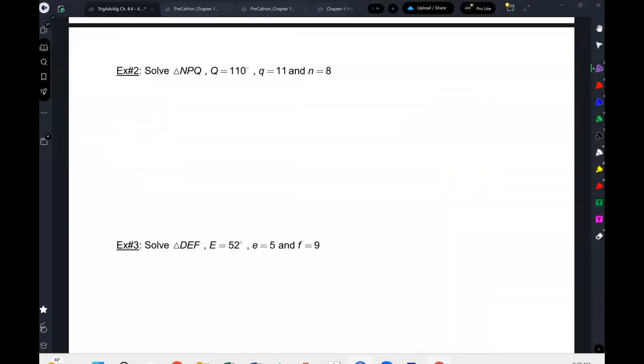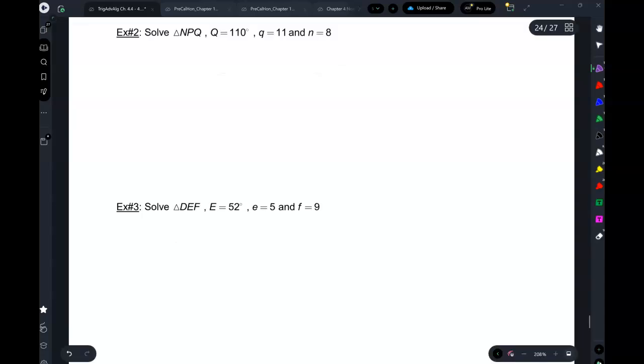Okay, so for triangle 2, I don't have the diagram. I need to draw the diagram myself. Always draw it so you see a visual of what you're trying to do. So here we go. This is NPQ, right?